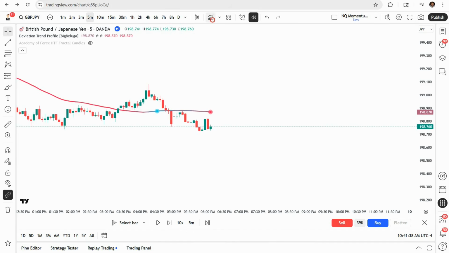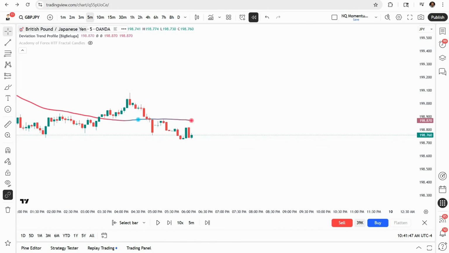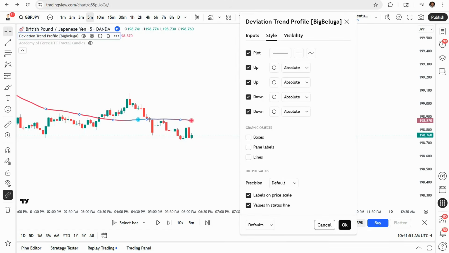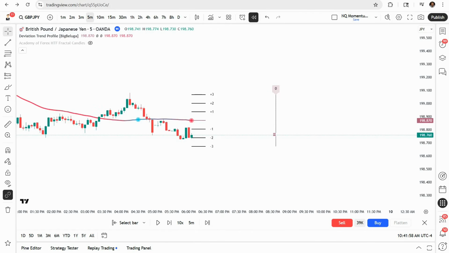Now, the indicator that we have on screen is called the deviation trend profile. It's this one right here. Go ahead and click on that and add it to the screen. For this particular case, the way we are testing it today, I turned off the boxes, panes, and lines. But we can go ahead and turn those back on real quick.